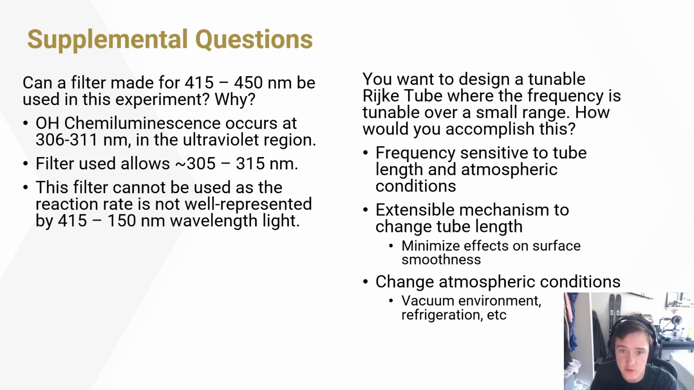Next, if we wanted to create a tunable Rijke tube, the most effective approach would be to change the length of the tube. This could be accomplished with some extensible mechanism that doesn't greatly affect the surface smoothness inside the tube. Another, likely more costly option is to change the atmospheric conditions around the tube, as the natural frequency is sensitive to temperature, ambient pressure, and density.